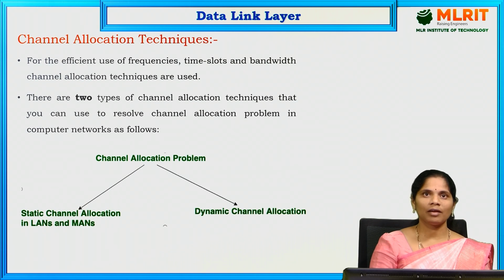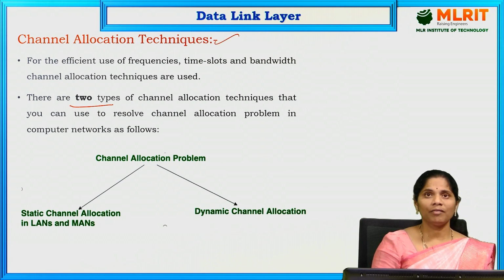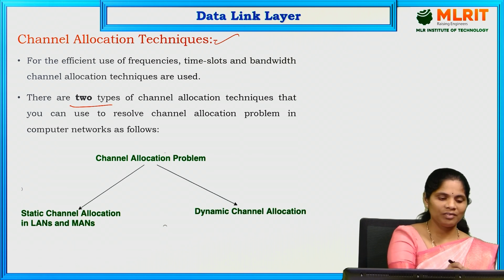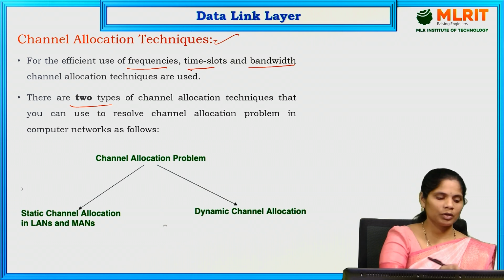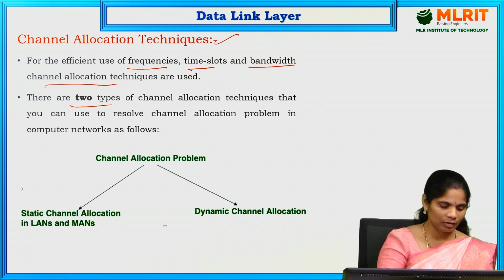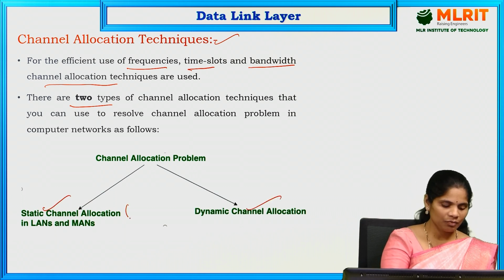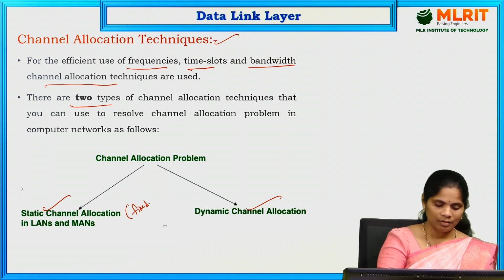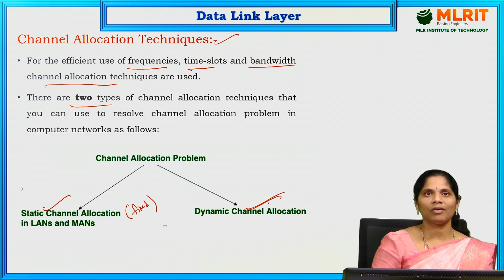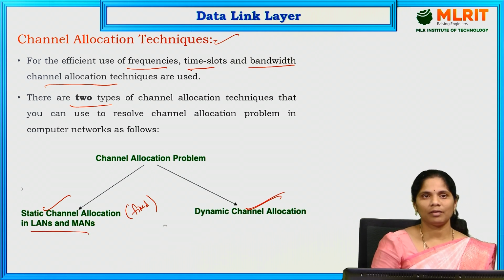Let us see what channel allocation techniques there are. Why do we use them? For efficient use of frequencies, time slots and bandwidth. There are two types of channel allocation techniques: static channel allocation and dynamic channel allocation. Static means the allocation is fixed, whereas in dynamic allocation we allocate the channel dynamically. These are mainly used in LANs and MANs, that is, local area networks as well as metropolitan area networks.